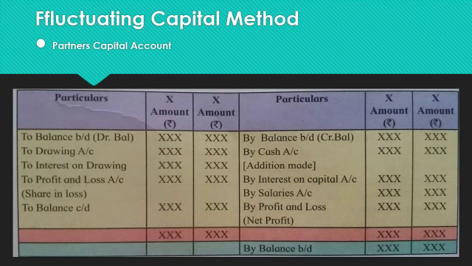The credit balances of the fluctuating capital accounts of the partners are recorded separately on the liability side of the balance sheet. Okay, that's it about the methods of maintaining capital accounts.